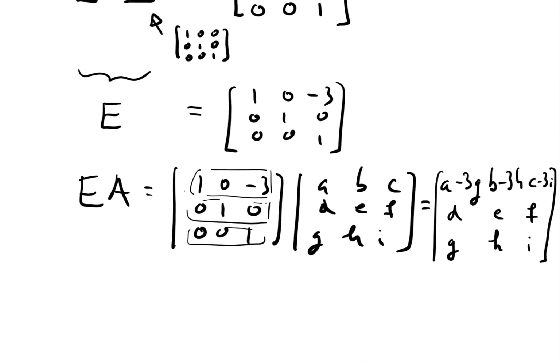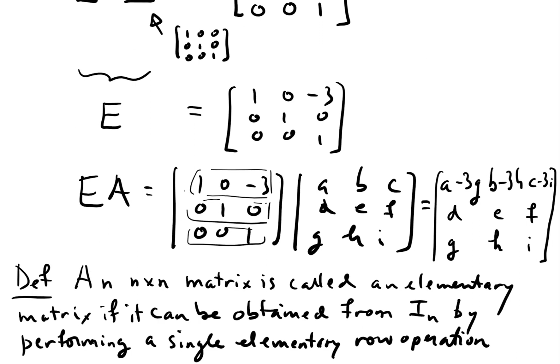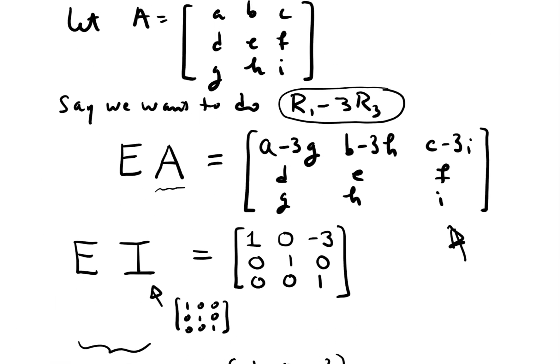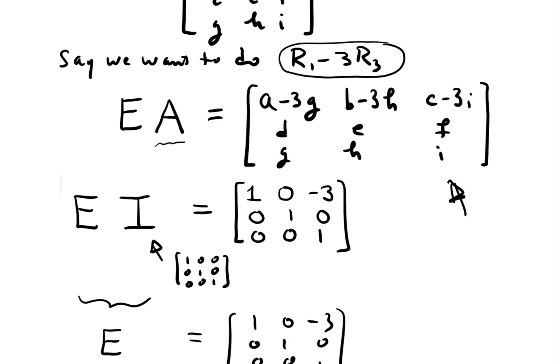So that's why you'll find the following definition in the book. An n by n matrix is called an elementary matrix if it can be obtained from In by performing a single elementary row operation. So for example, in the computation we did before, we get the matrix E by performing the row operation row 1 minus 3 row 3 on the matrix I3.